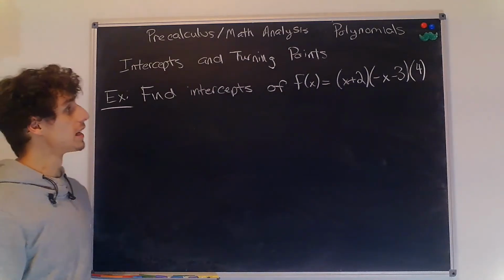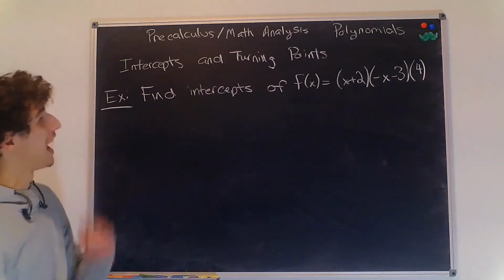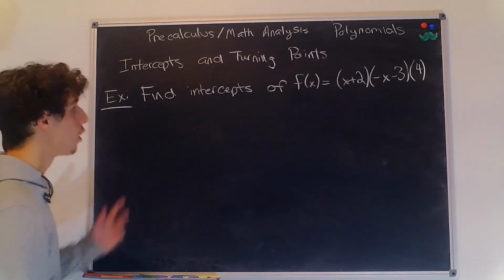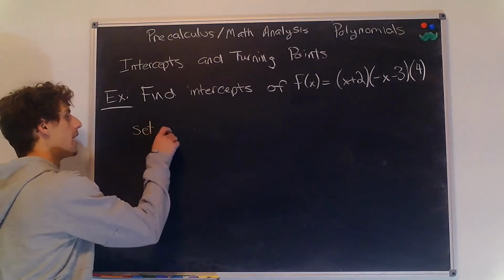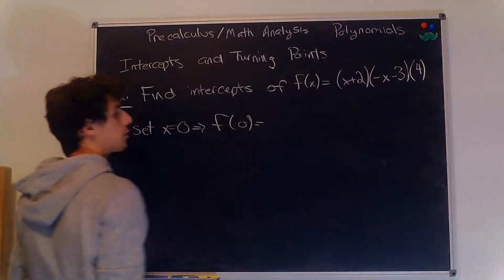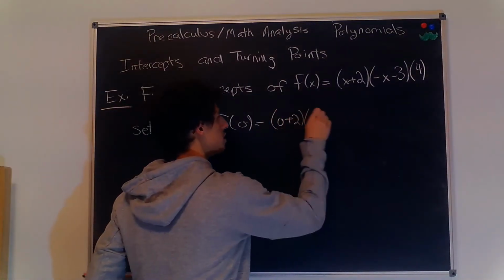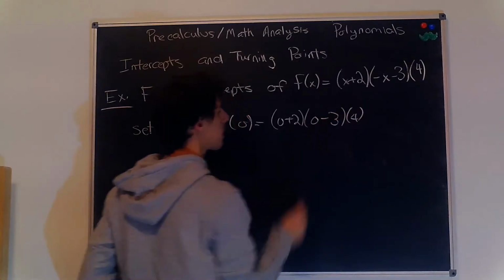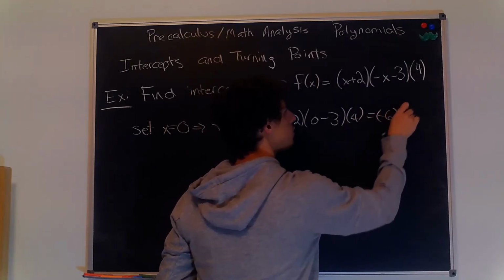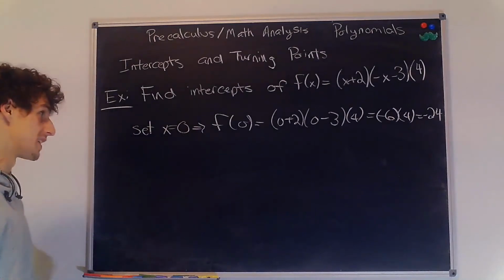Okay, so we're going to do one more example of a function that's actually already in factored form. So here we have x plus 2 times negative x minus 3 times 4. Let's go ahead and find the y-intercept again by setting x equal to 0. This time we're going to have a little bit of calculations to do. So if we set x equal to 0, we have 0 plus 2 times 0 minus 3 times 4. But that's going to give us 2 times negative 3 times 4, which gives us negative 6 times 4, which is negative 24. That's going to be our y-intercept in this case.